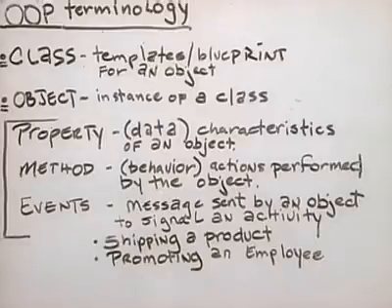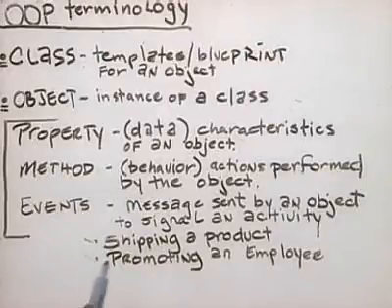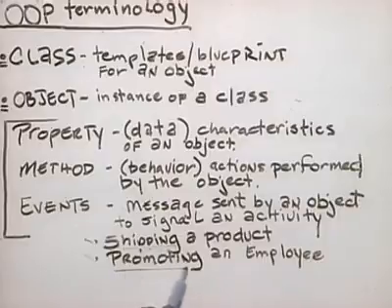For example, shipping a product. Think about events as being broadcast messages that these objects have changed their state. For example, a product has been shipped. That changes the state of the product.